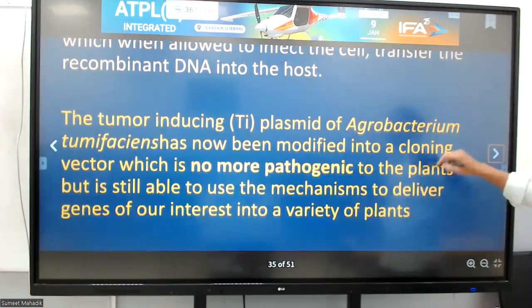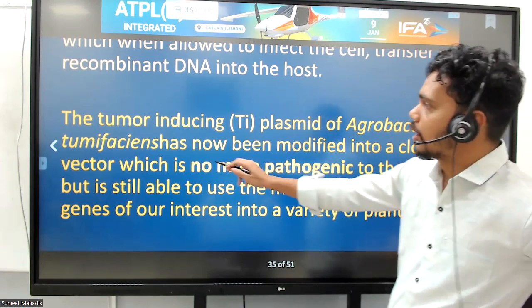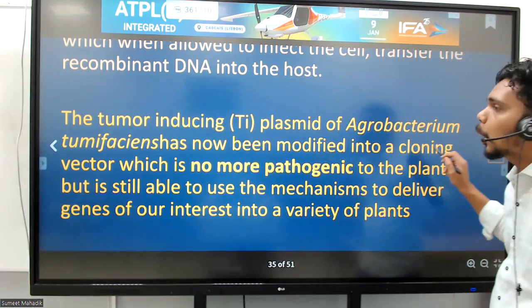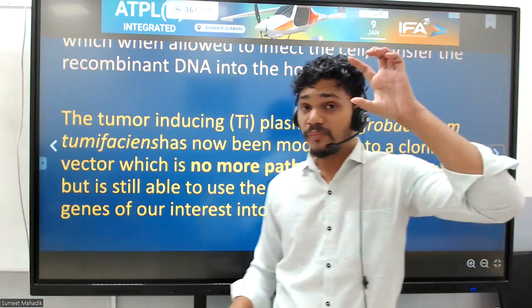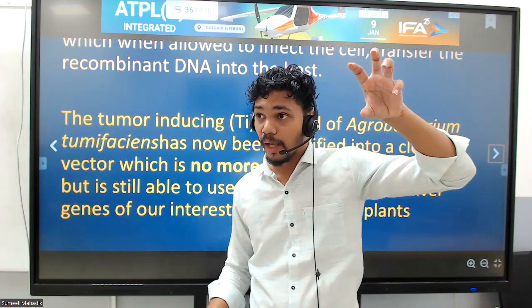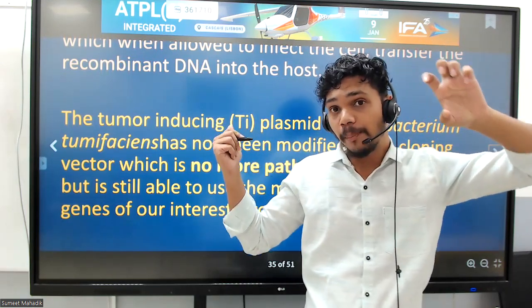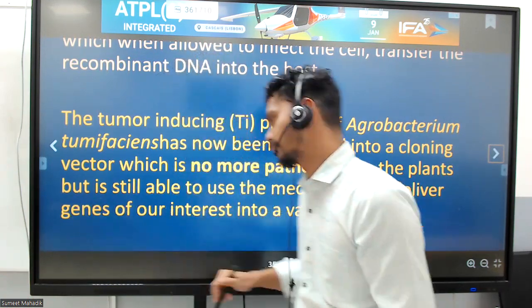This is clear. So the tumor-inducing Ti plasmid of Agrobacterium has now been modified into a cloning vector, which is no more pathogenic. So we have two vectors right now. One vector is combined with rDNA, and the other, Agrobacterium, helps us introduce it into the cell. Point is clear?